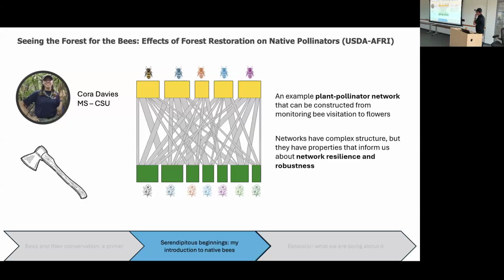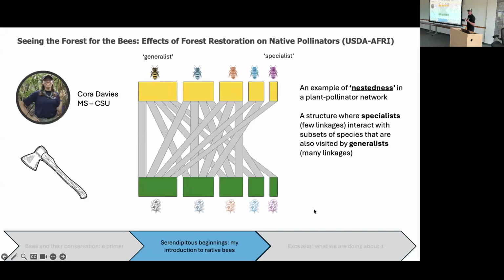So one such property is called nestedness. This is a condition where specialists with few linkages interact with a subset of species that are also generalists. In other words, in a structure like this, you have a lot of functional redundancy, and you could lose one or two species from this system, but everybody still gets pollinated, or every bee still has sufficient foraging resources.